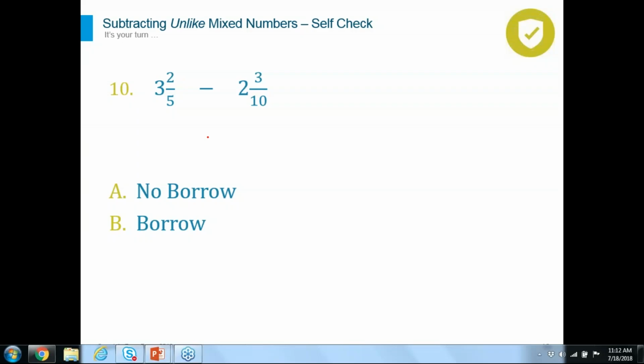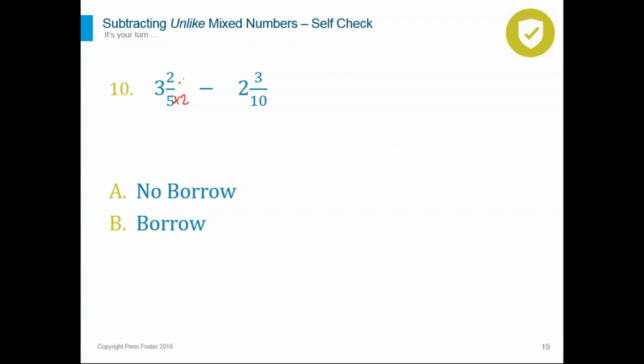Well, 3 and 2 over 5, and then I have 2 and 3 over 10. 10 is a multiple of 5. Change the problem first. So I'm going to do times 2 and times 2. 3 and 4 over 10 minus 2 and 3 over 10. Look at the numerators. 4 minus 3, doable? Yes. So there's no need to borrow.